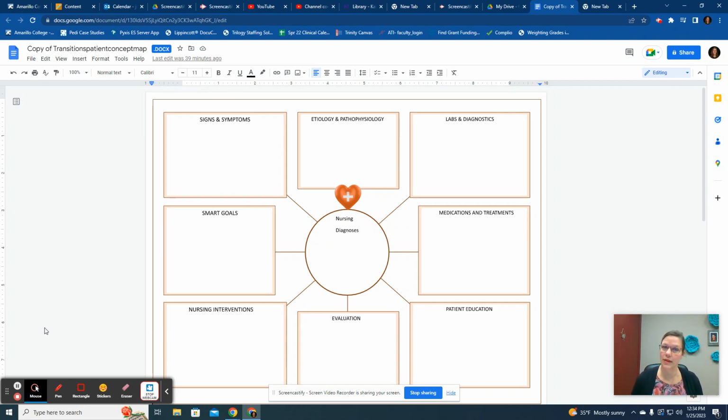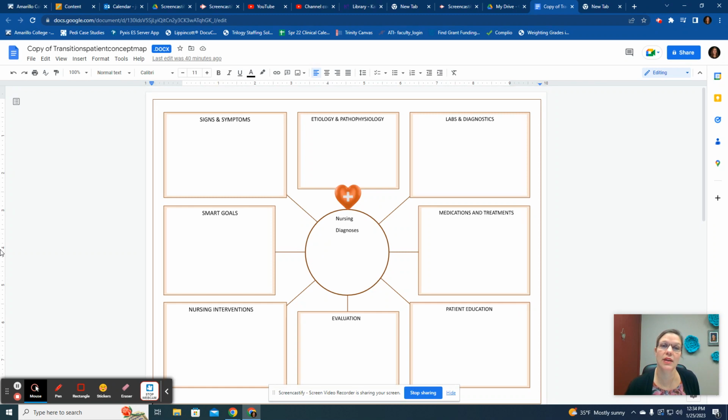Now that I'm happily within my nursing diagnosis section in my nursing diagnosis handbook, I'm going to look at the definition of impaired gas exchange, and I see here that it's an excess or deficit in oxygenation and/or carbon dioxide elimination at the alveolar capillary membrane. So what I'm going to do is read my defining characteristics.